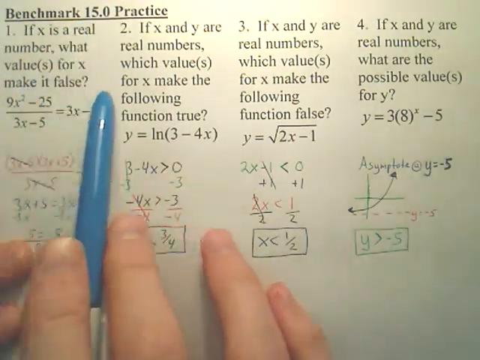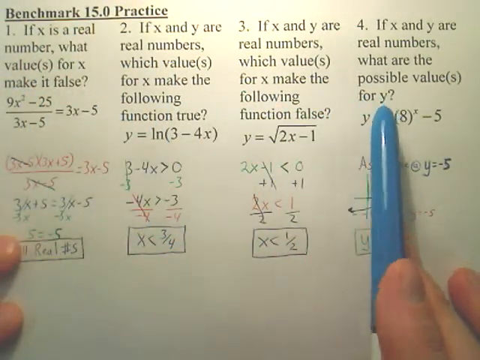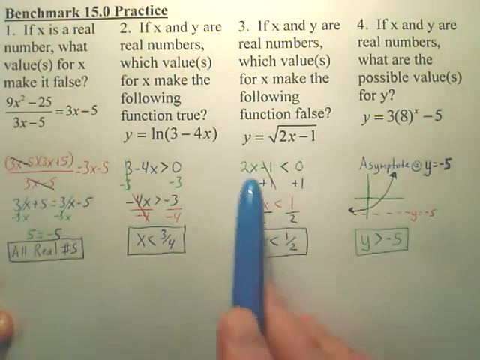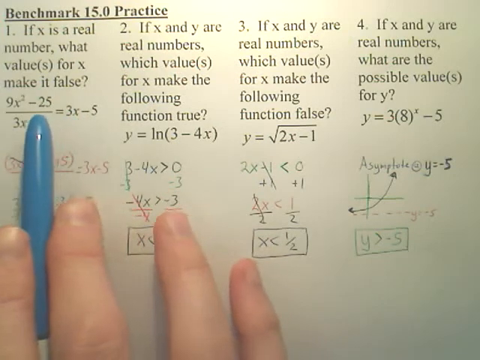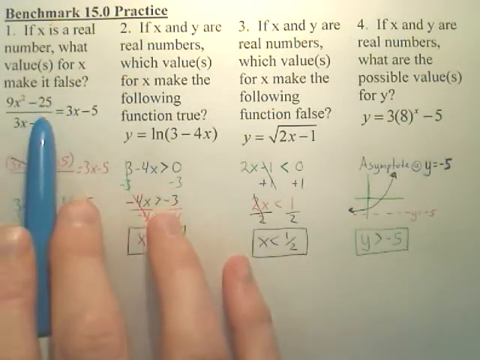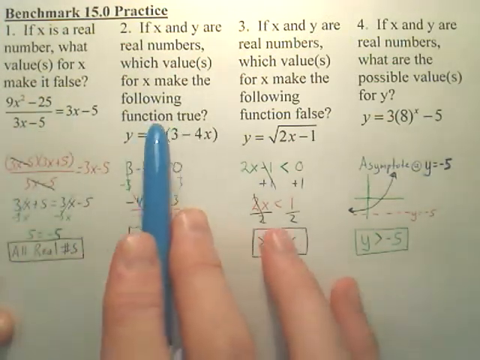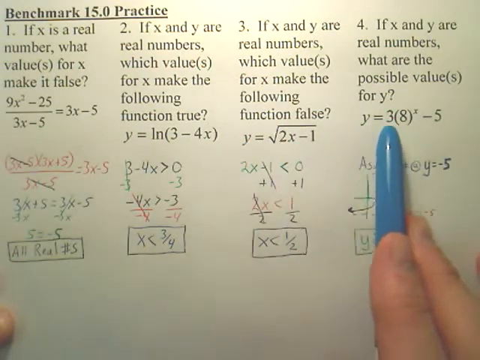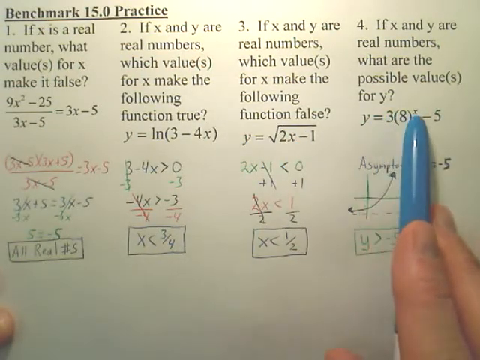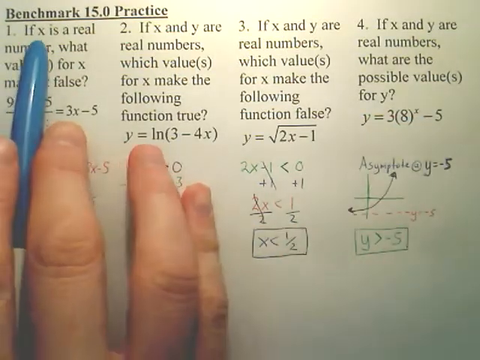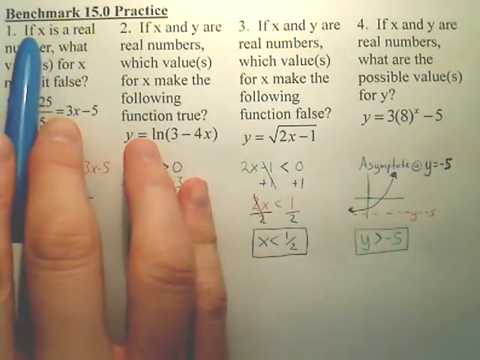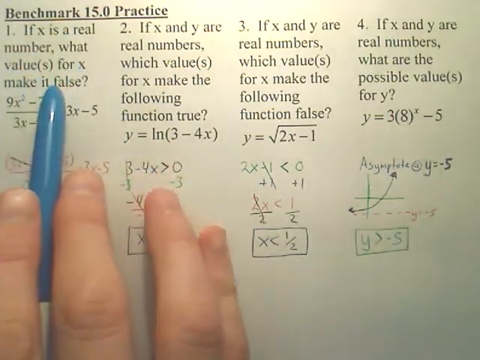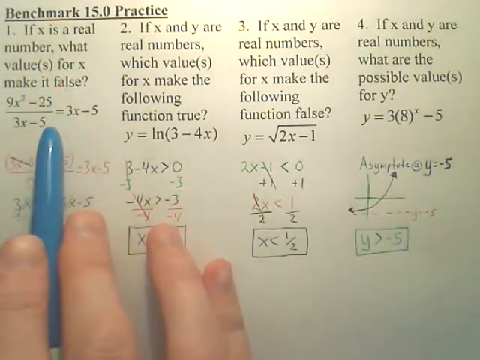Benchmark 15. This one can be a little complicated for people, but it's actually fairly simple when you understand exactly what it's asking. Now, these are just basic properties of rational equations, logarithmic functions, radical functions, and exponential growth and decay functions. So what happens here is it's basically asking, if x is a real number, what values for x make it false? Meaning which values do not work.